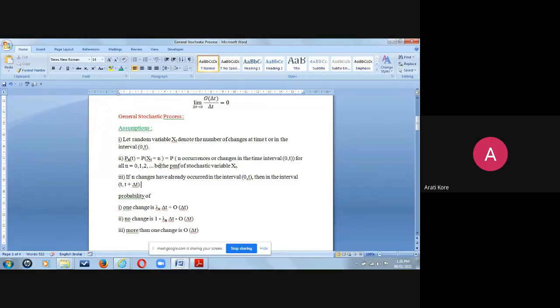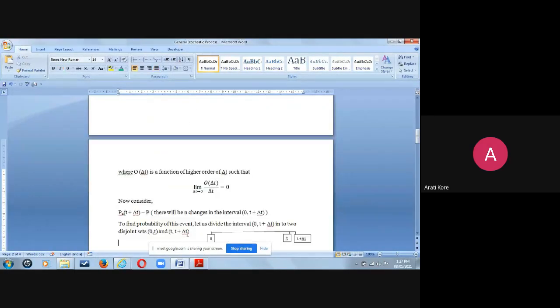Next, as we discussed yesterday, the next assumption is what will happen in an interval of length delta t. If n changes have already occurred in 0 to t, then in the interval t to t plus delta t, that is, in an interval of very small length delta t, the probability of one change is lambda n delta t plus o(delta t), no change is 1 minus lambda n delta t minus o(delta t), and more than one change is o(delta t), where o(delta t) is a function of higher orders of delta t such that the limit as delta t tends to 0 of o(delta t) upon delta t is equal to 0.